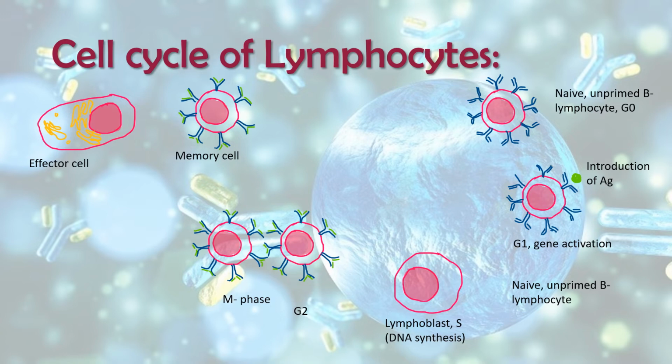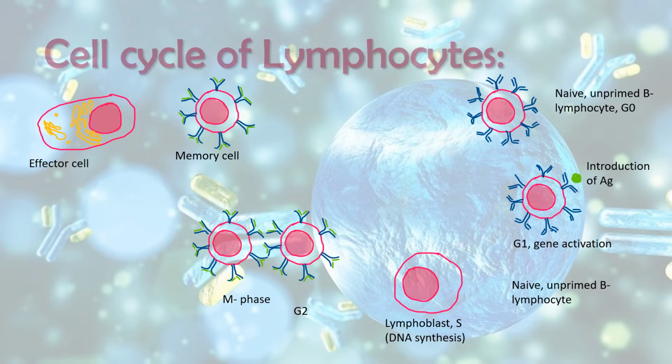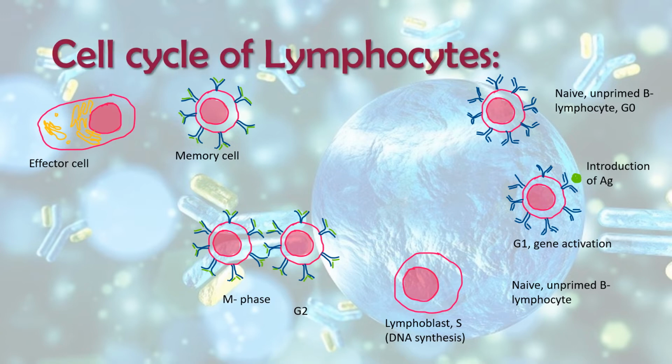So let's learn something about the cell cycle of lymphocytes. Before antigen activation, the B and T cells look very similar to each other and cannot be distinguished. At this time they are known as naive or unprimed. Here I am taking the example of B lymphocytes, but both types of lymphocytes possess the same kind of cell cycle.